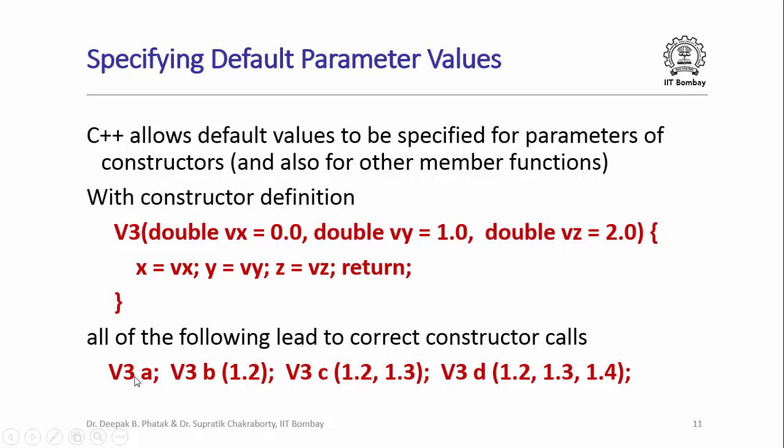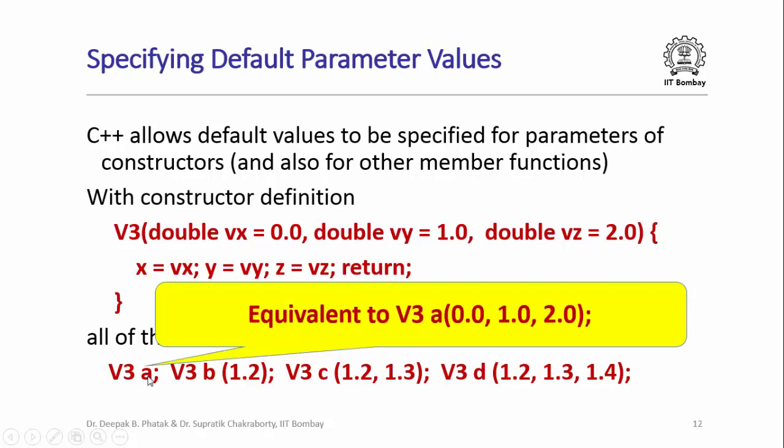So in this constructor call v3a, I have not specified the value of any of the three parameters. So I can basically take the values of the default parameters. So this is equivalent to v3a 0.0, 1.0, 2.0. In this case, I have specified the value of only one parameter, so that will be taken to be the value of the first parameter, and the values of the second and third parameters will be taken to be their default values. So here I am basically calling the constructor with parameters 1.2, 1.0 and 2.0.